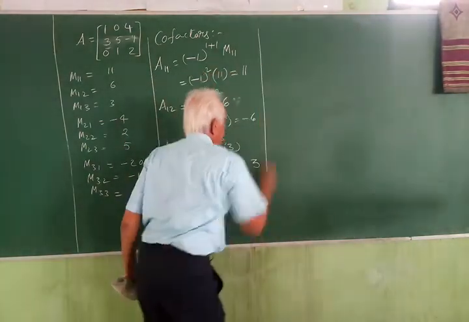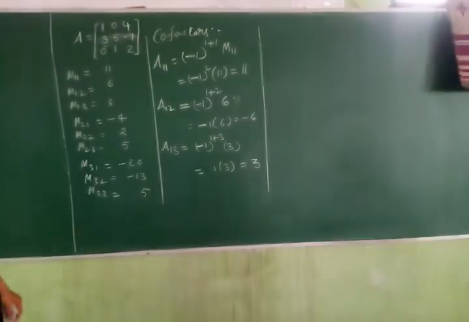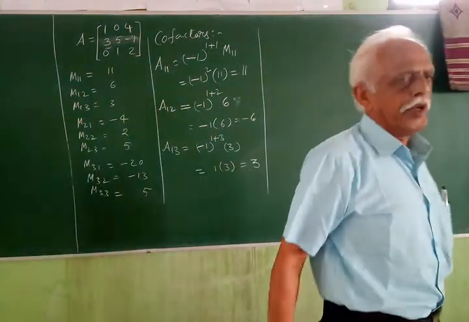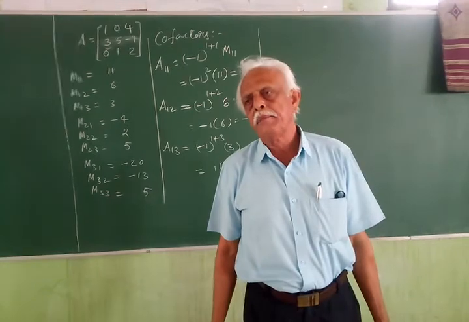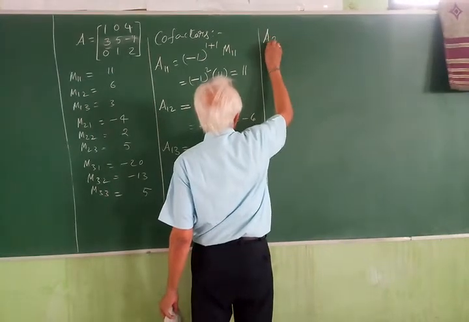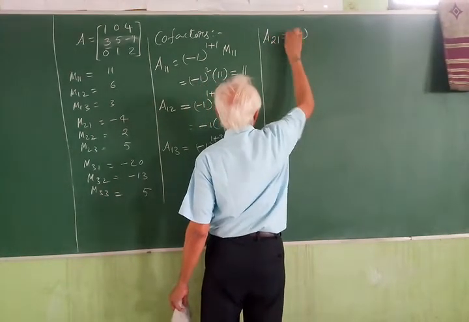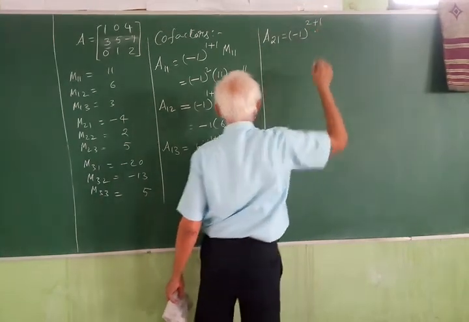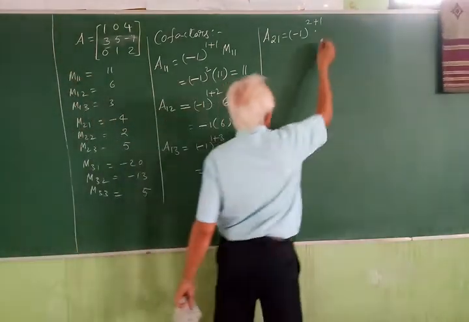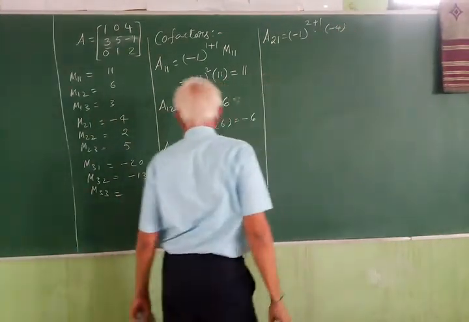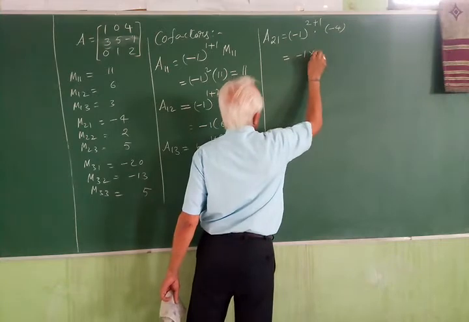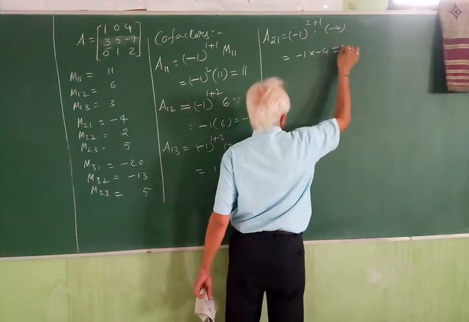Next. So you have to remember the formula. Aij is equal to minus 1 power of i plus j into Mij, where M is the minor value. A21 equal to minus 1 power of 2 plus 1 into M21. M21 is how much? Minus 4. So this is minus 1 into minus 4 is equal to 4.